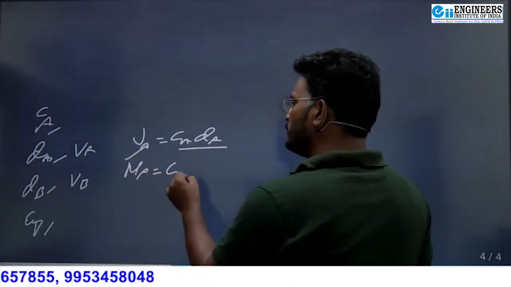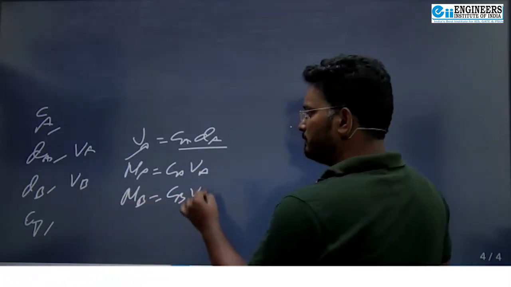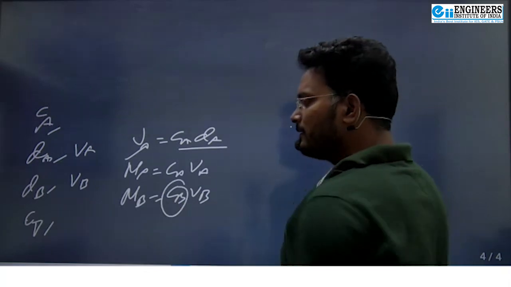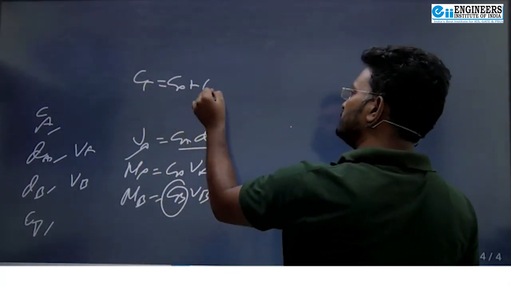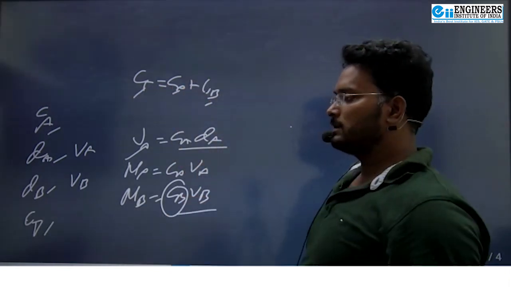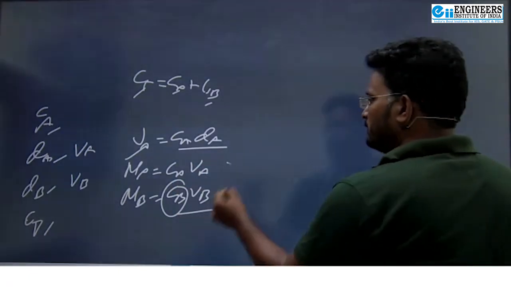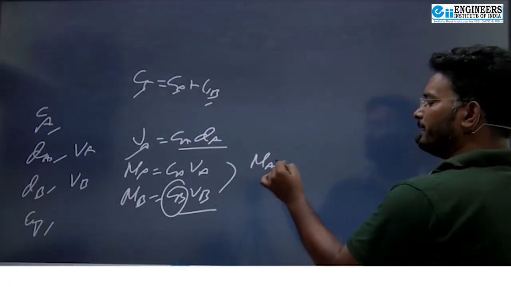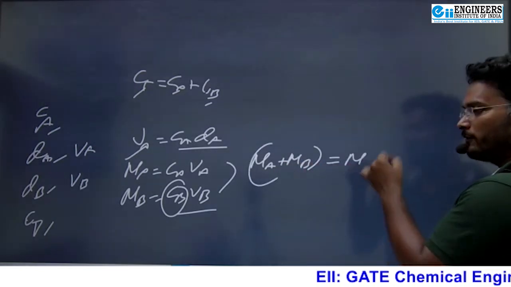This is called CA into VA. I can go for NB as well, CB into VB. How can you find CB? Total concentration is constant, so CT equals CA plus CB. This is given, so you can find CB. Once you know this, you can go for total flux, which is called Na plus NB, equal to N. It is total flux.